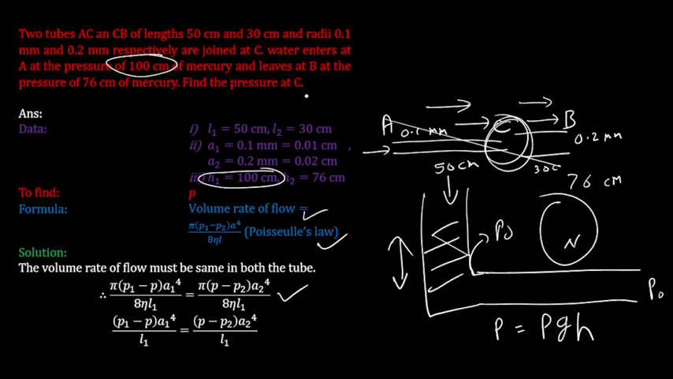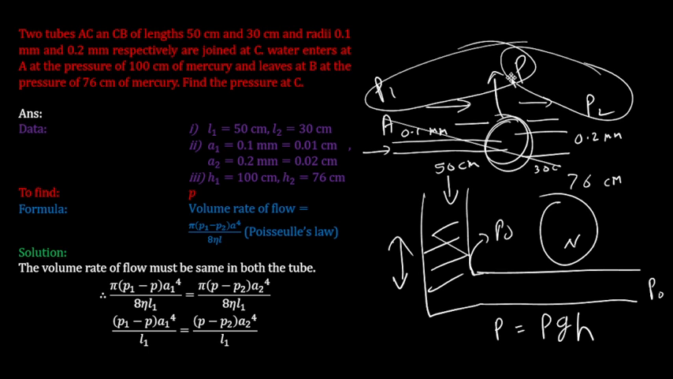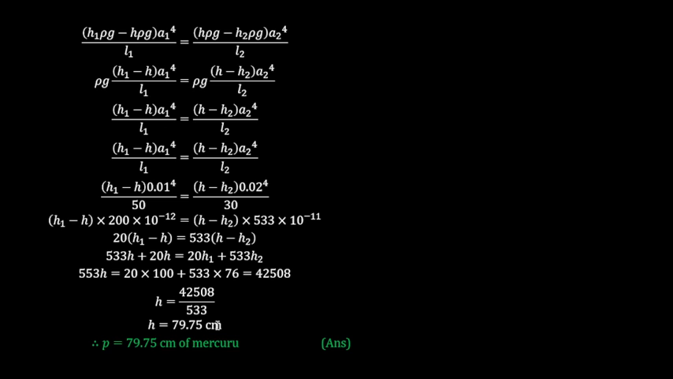We have to calculate the pressure at C. The pressure at C is P. For the first tube, the pressure difference will be the difference in pressure at A and the pressure at C. We have denoted pressure at C by P. Pressure at A is P1 and pressure at B is P2, while the pressure at C is P. So, for the tube A, the pressure difference will be P1 minus P. And for the tube B, the pressure difference will be P minus P2, given here. We have to calculate pressure at C, meaning we have to calculate P.